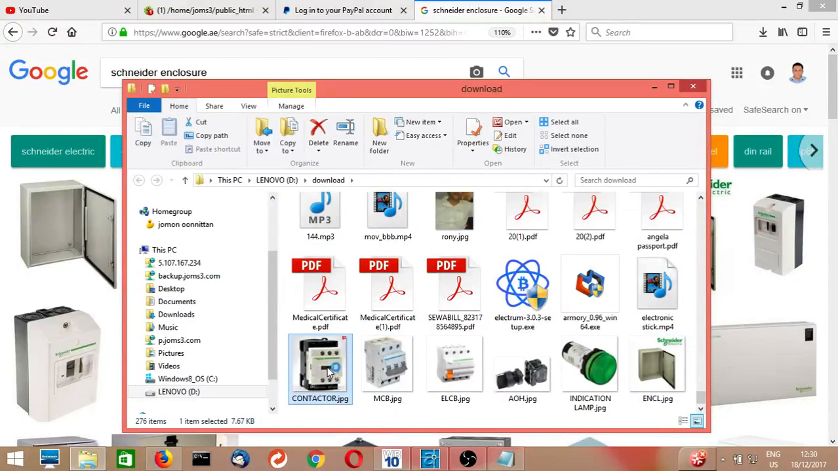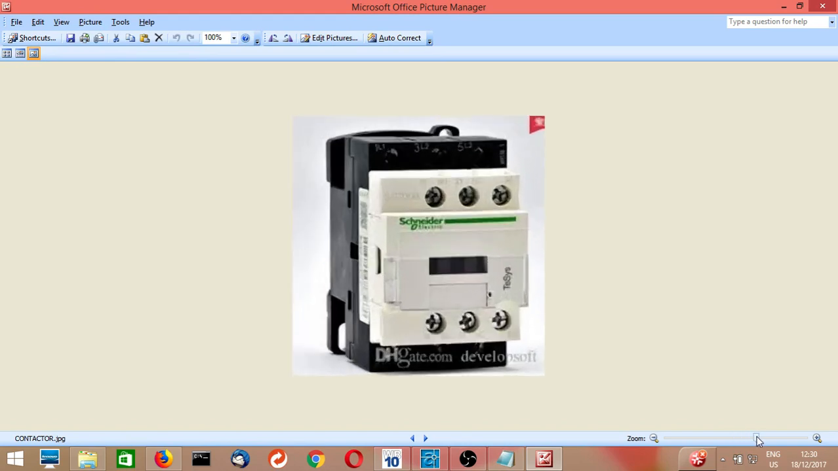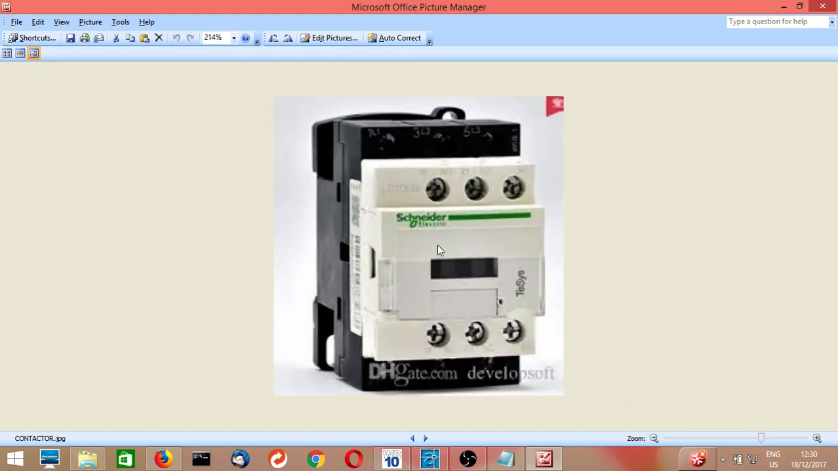This is one of the major components used in the starter. This is nothing but a contactor. This is one of the contactors. I will show this contactor a little bigger. This is a contactor from Schneider Electric.